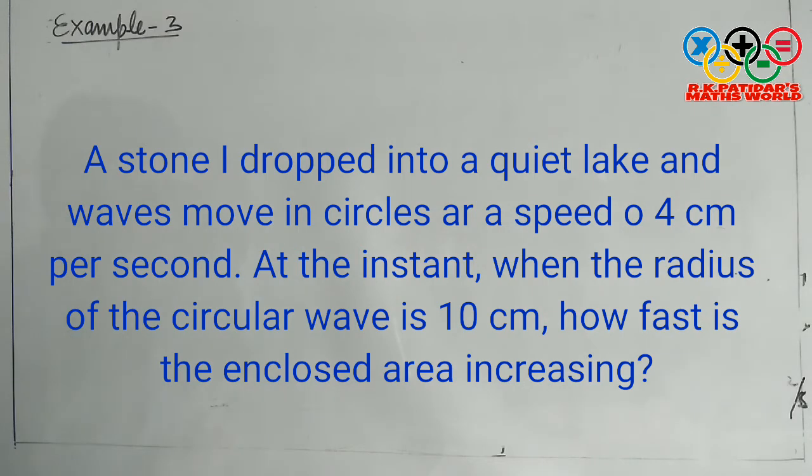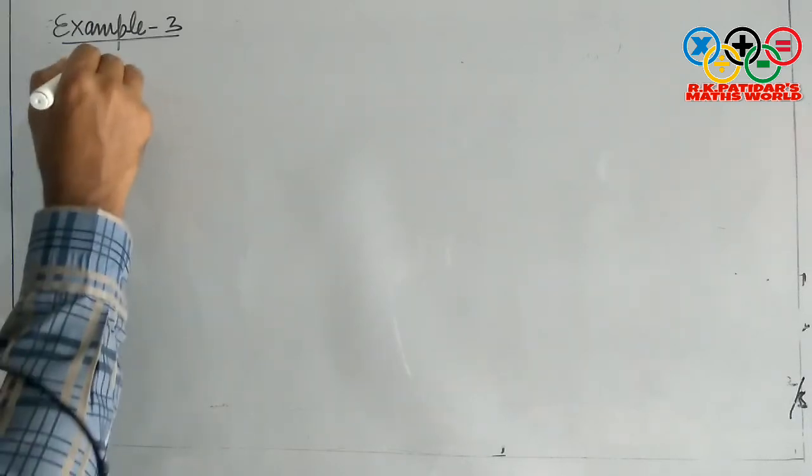Example 3. A stone is dropped into a quiet lake and waves move in circles at a speed of 4 centimeter per second. At an instant when the radius of the circular wave is 10 centimeter, how fast is the enclosed area increasing? Enclosed area increasing means we have to find out the rate of change of area, and the waves move at the speed of 4 centimeter per second, means what is given? Rate of change of radius is given.